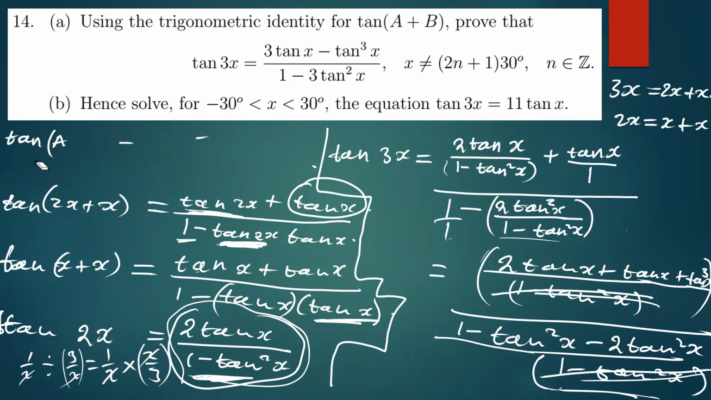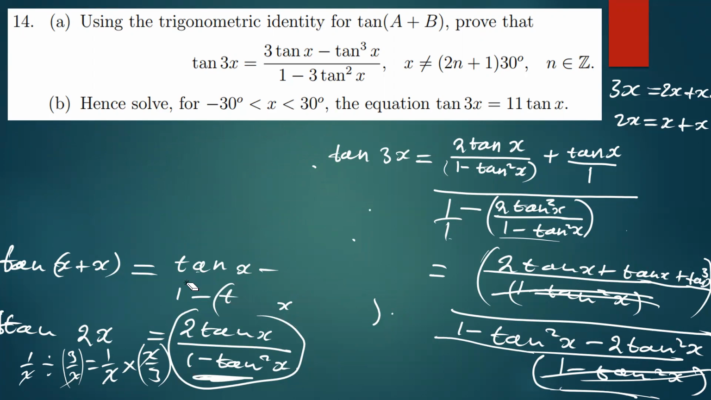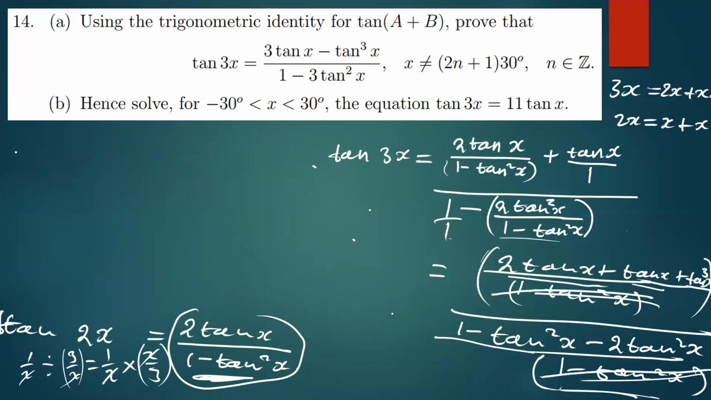Okay, so when they cancel there, what you are going to remain with on top is this: 2 tan x and tan x will add up. So our tan 3x becomes, when we add up 2 tan x and tan x, 3 tan x, and then we have plus tan cubed x.